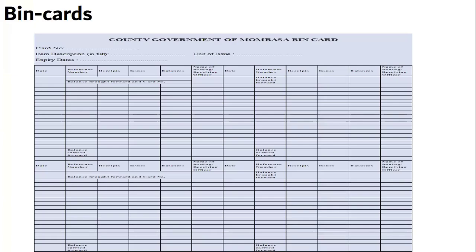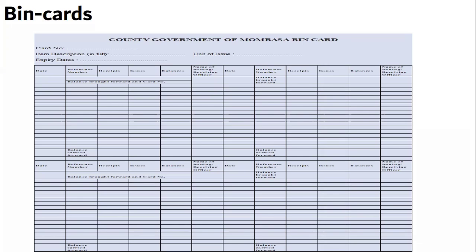So the first one is the BinCard. This is a standard tool. This is what you use to record your commodities. Let's use the example of Panadol. So item description will be paracetamol 500 mg, paracetamol suspension or paracetamol IV. The unit of issue, it's very clear. The expiry dates, it is important to note for ease of follow-up so things don't expire on us.